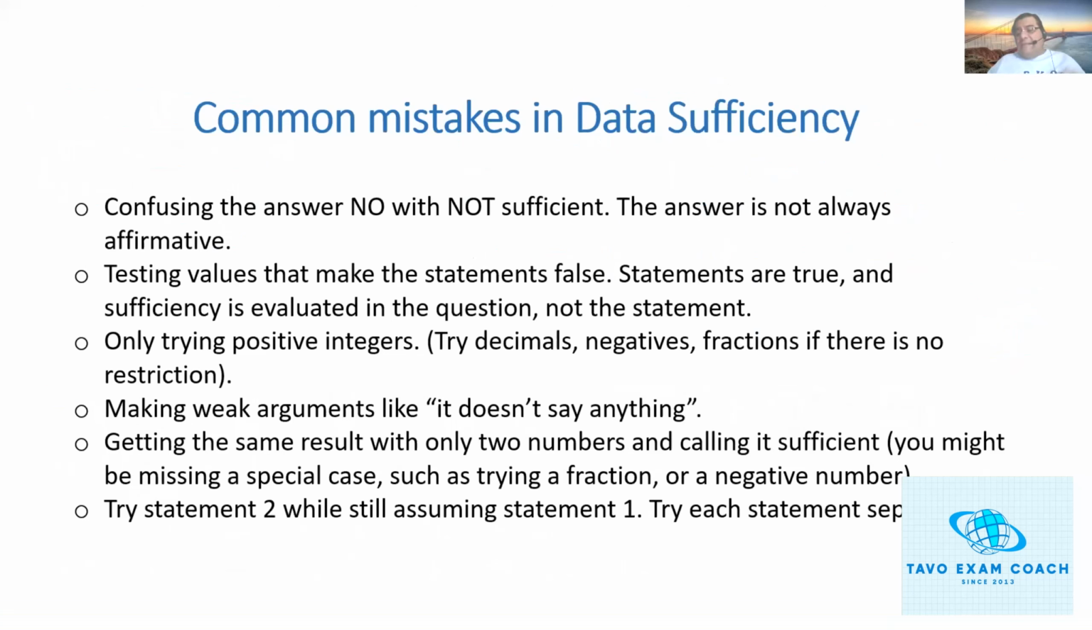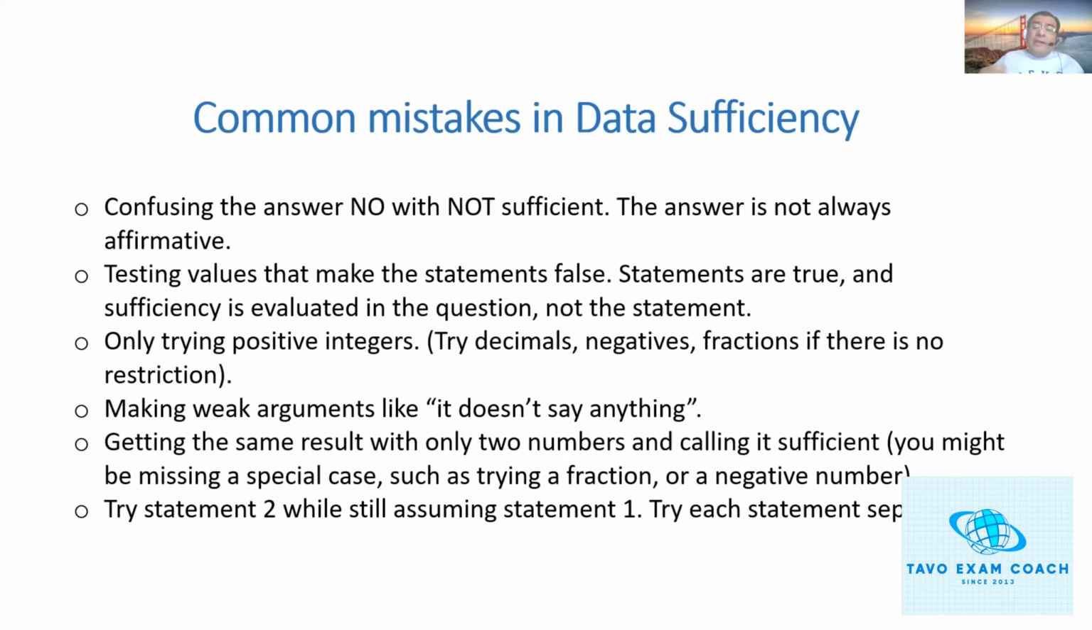Some common mistakes in data sufficiency, okay? Well, we've seen in the examples that a no is as valid an answer as a yes. To get an answer no to a yes-no question doesn't imply that the statement is not sufficient, okay? Because the answer doesn't always have to be affirmative.